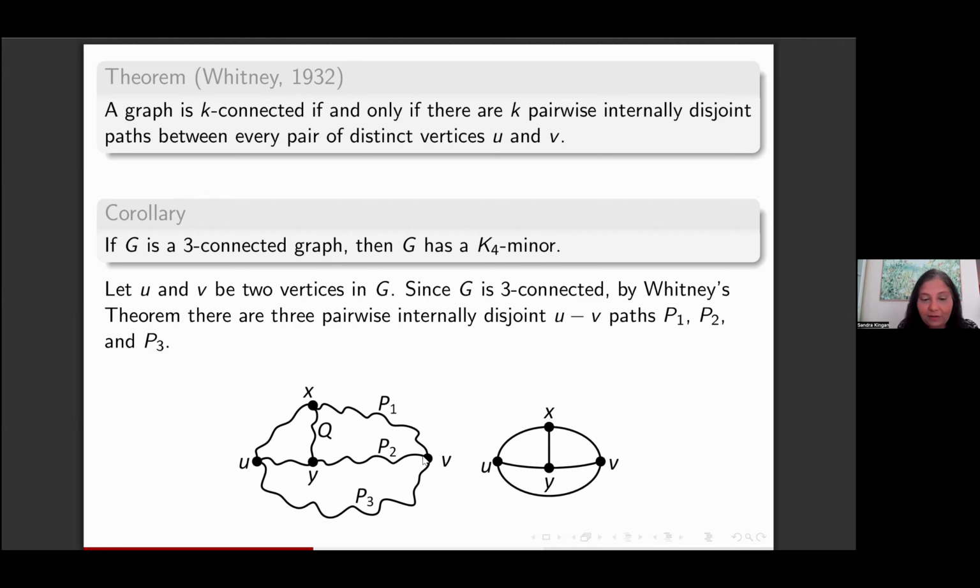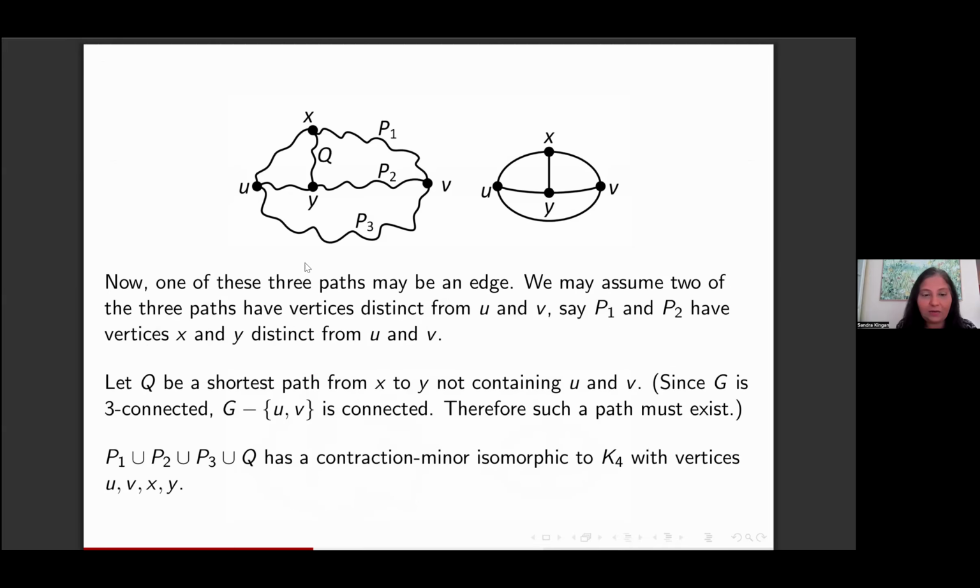So let u and v be 2 vertices. Since G is 3-connected, by Whitney's theorem, there are 3 pairwise disjoint paths, P1, P2, P3, drawn over here, drawn on the next slide also. Now, one of these paths could be an edge, so we will assume that 2 of the 3 paths have at least a vertex here, x, and a vertex here, y. And then you can actually see how you can just contract everything down to get K4 over here.